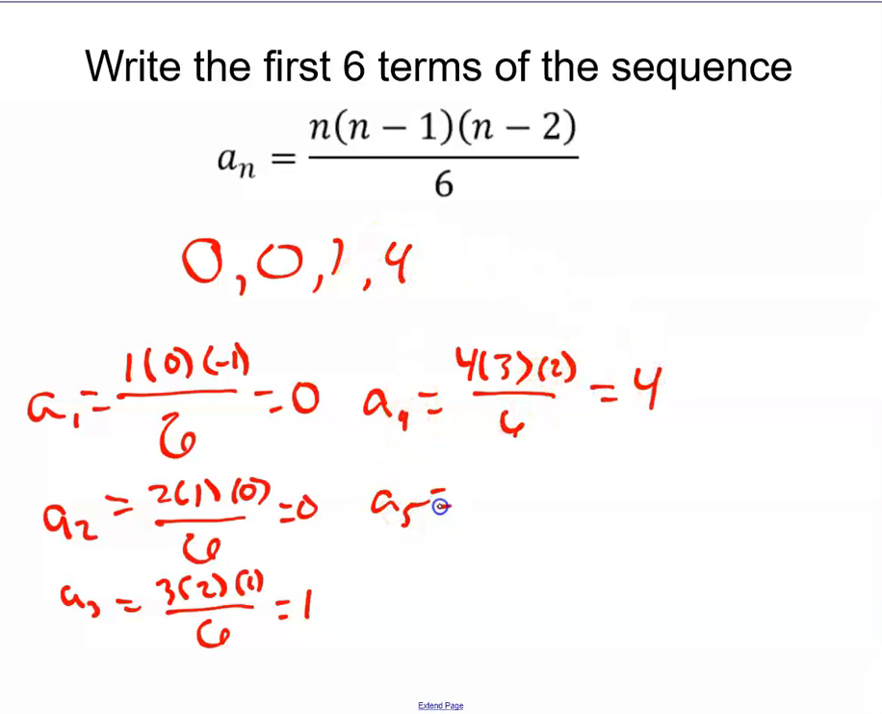A sub 5 would be 5 times 4 times 3, all over 6. 5 times 4 is 20. 20 times 3 is 60. 60 divided by 6 is 10.